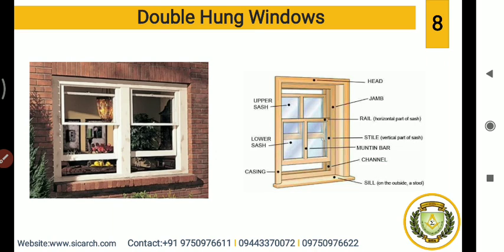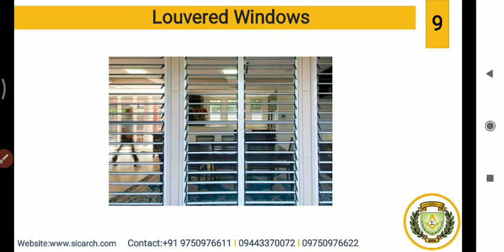Next is double hung windows. It has two pairs of shutters which will be attached to one frame. The shutters can be moved up and down. Next is louvered windows, which will have small louvers arranged at an angle of 45 degrees. This is mainly used for ventilation purposes.